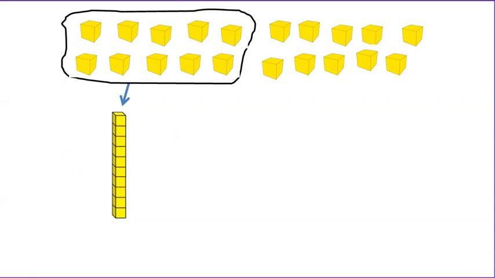Oh, look at these cubes. How many cubes are there altogether? Count them. Hurry up. I'm waiting for your answer. 20. Very nice. If we make one group of 10 and we pile, we get 1 ten. Yes, 10 ones make 1 ten. I have told you 10 ones make 1 ten.